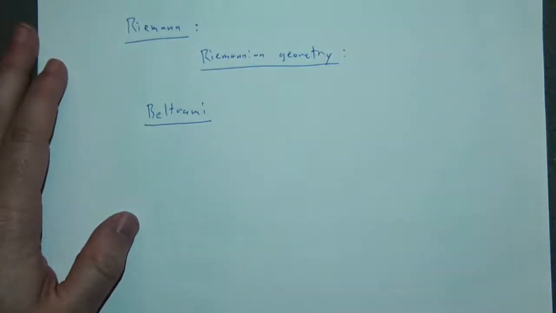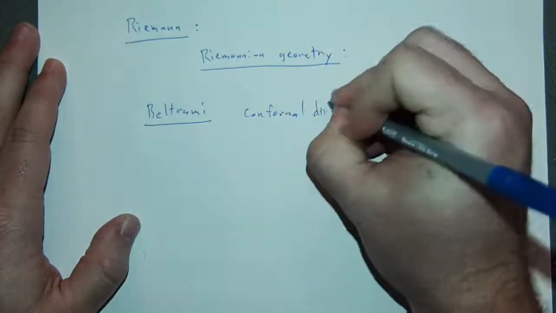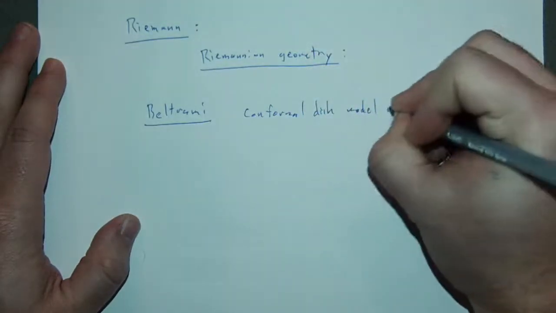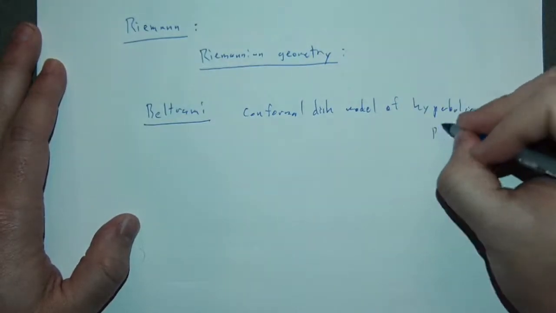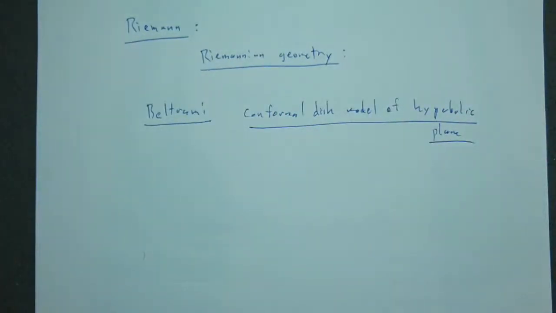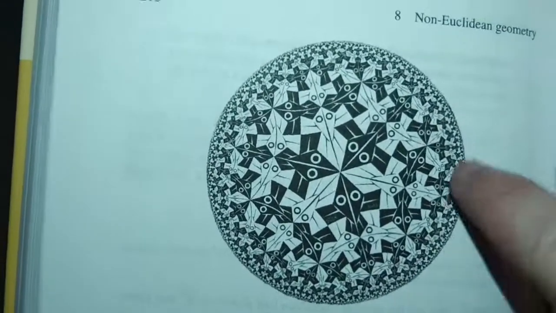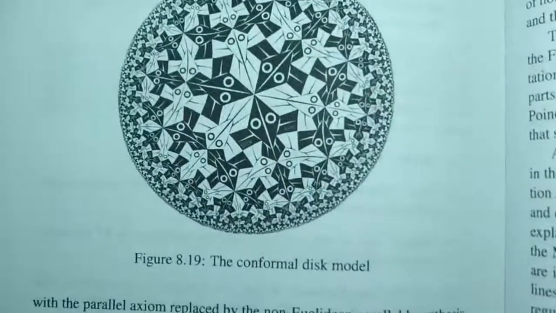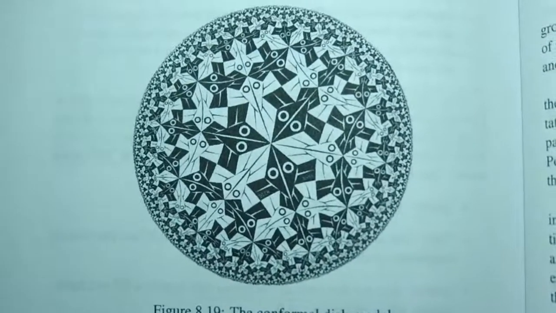And so Beltrami came up with the conformal disk model of hyperbolic space, or of the hyperbolic plane. Or I should say, the conformal disk model of hyperbolic geometry. Here's an example of what's going on there. So the boundary is now not the x-axis, it is this circle. And all of these fish, again, are the same size.